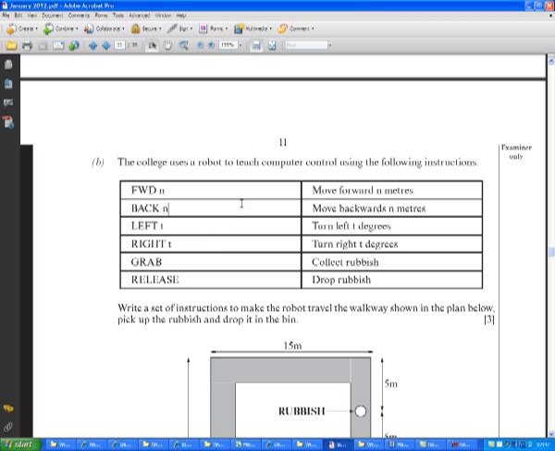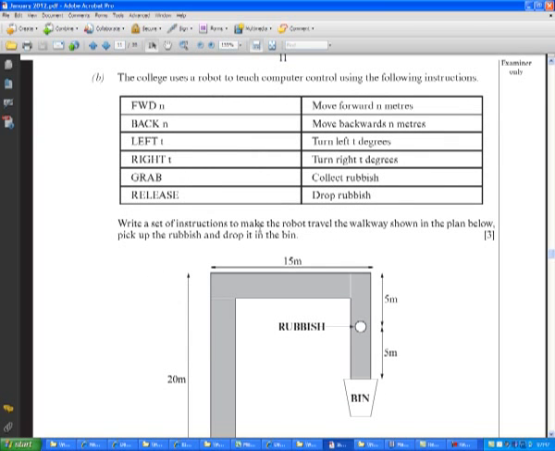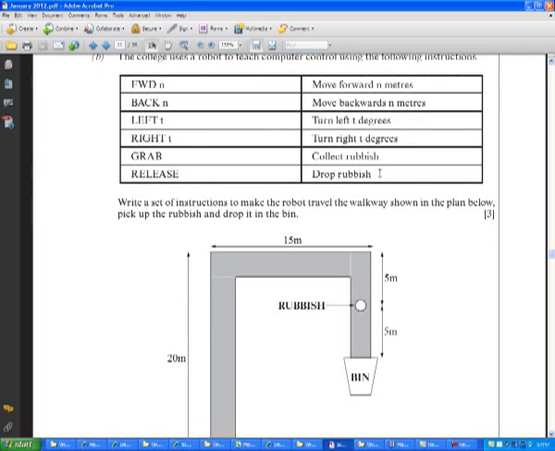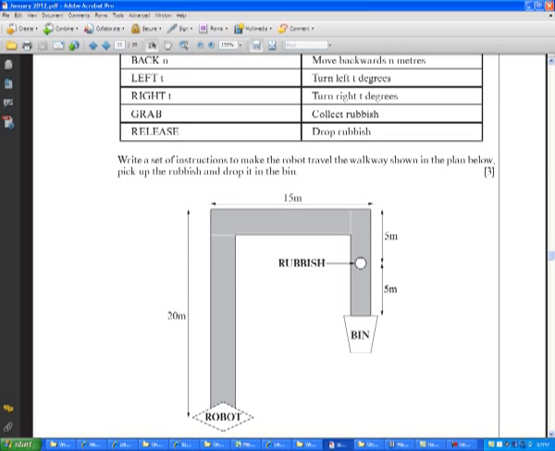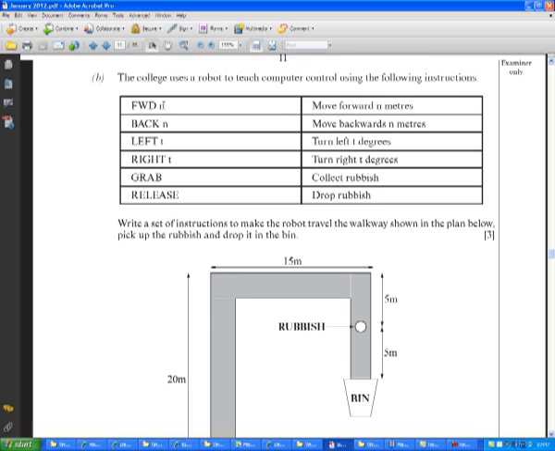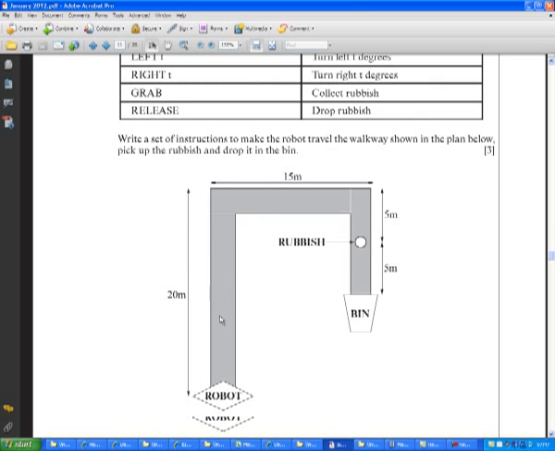The key thing with this question is making sure that you're not writing it out like they have down the right hand side, and you actually use the instructions that you're given in the table. So write a set of instructions to make the robot travel the walkway shown in the plan below, pick up the rubbish and drop it in the bin. The robot is starting off here. The first thing the robot needs to do is get from here up to this corner. To do that, we are going to move forward 20 meters, because you can see from this value that the distance is 20 meters. So our first command is going to be forward 20 meters.